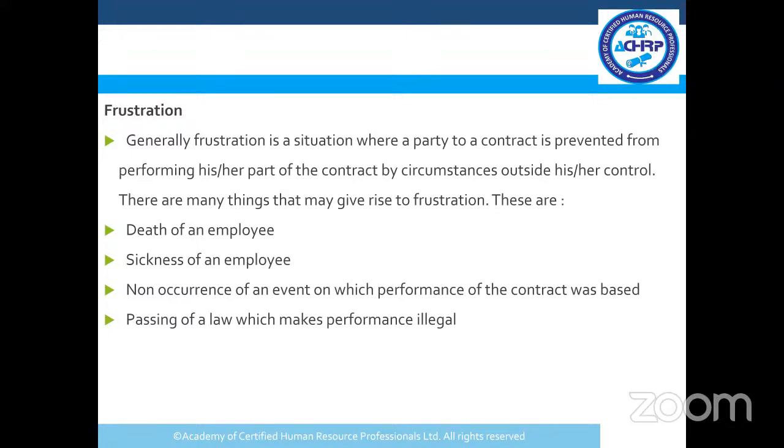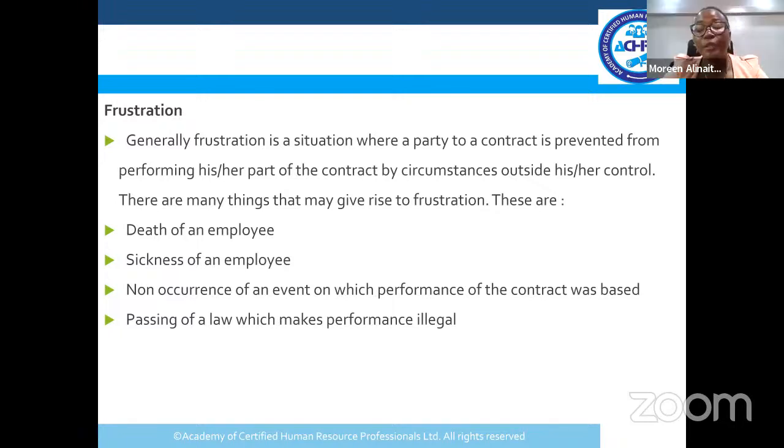For example, death of an employee. If the employee dies, there's nothing we can do. The contract has been frustrated. They cannot work. Sickness. Somebody can be sick for a month or 2 or 3, and then the contract has to come to an end if the organization doesn't have those policies that we'll be talking about in the next slides.